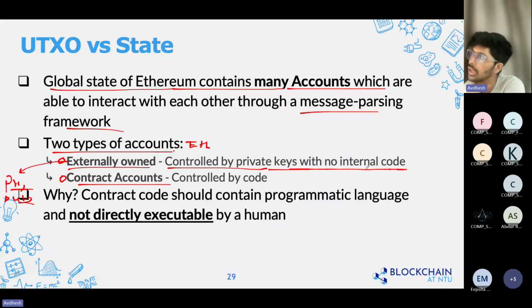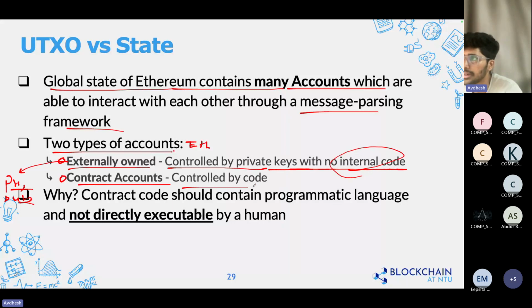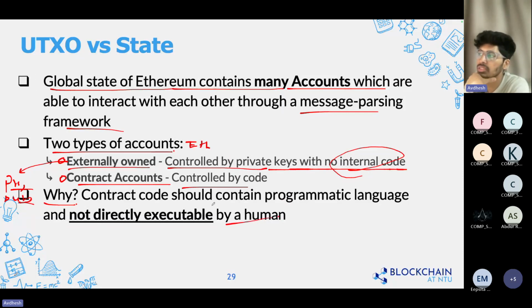You cannot modify or codify the wallets using internal code, whereas contract accounts you can control by code. You can literally program, you set up predefined conditions, and that's how the contract account will work. So why do we have to do that? A contract account should contain programmatic language not directly executed by a human. It's like a fail safe, I would say, that you can code accounts in that sense.